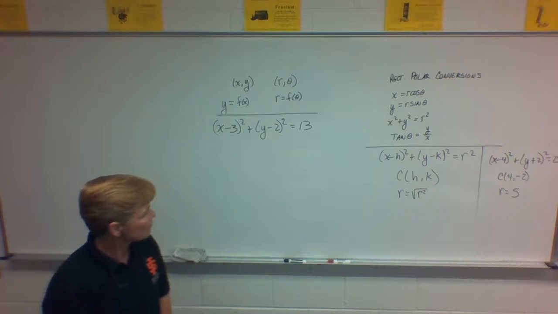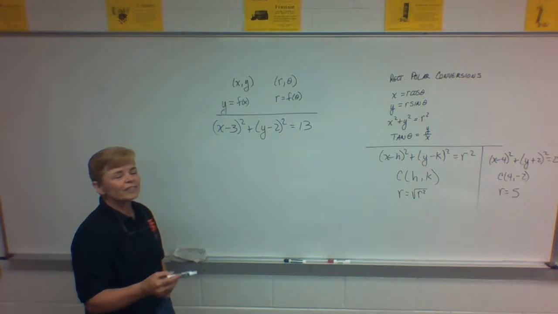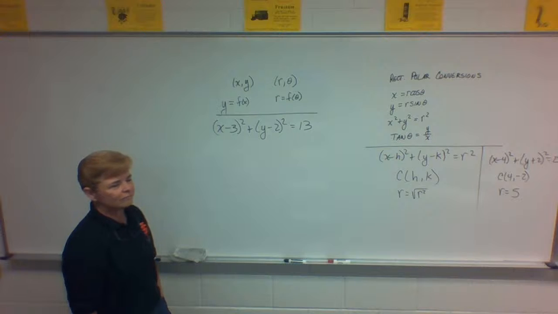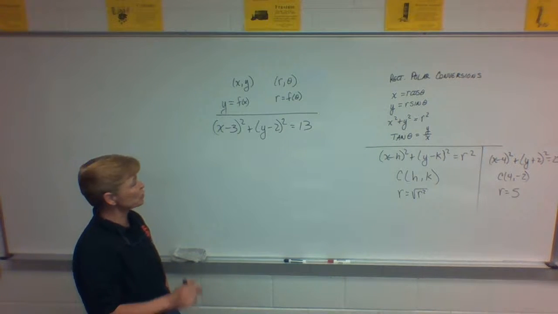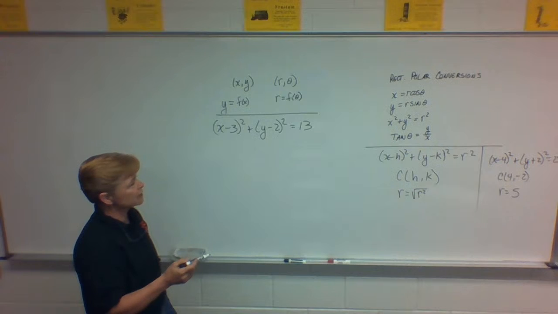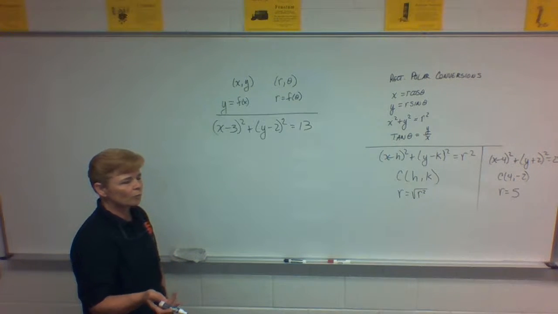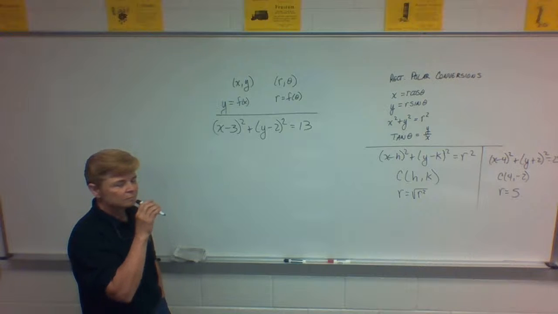Okay, all right. So we know what this thing looks like. That's not the goal. The goal is to convert this to something that will graph exactly that circle centered at 3, 2 with a radius of about 3.6. But we want to write it in polar form. Do your instincts tell you anything?